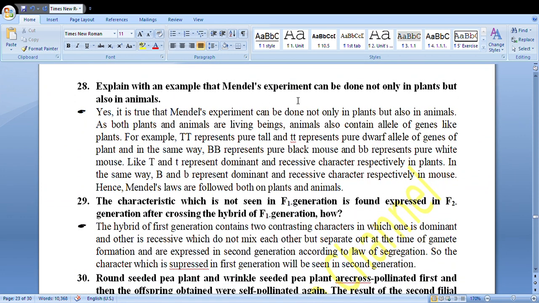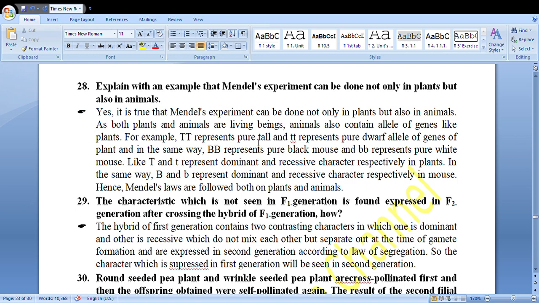Explain with an example that Mendel's experiment can be done not only in plants but also in animals. Yes, it is true that Mendel's experiment can be done not only in plants but also in animals, as both plants and animals are living beings. Animals also contain alleles of genes like plants.